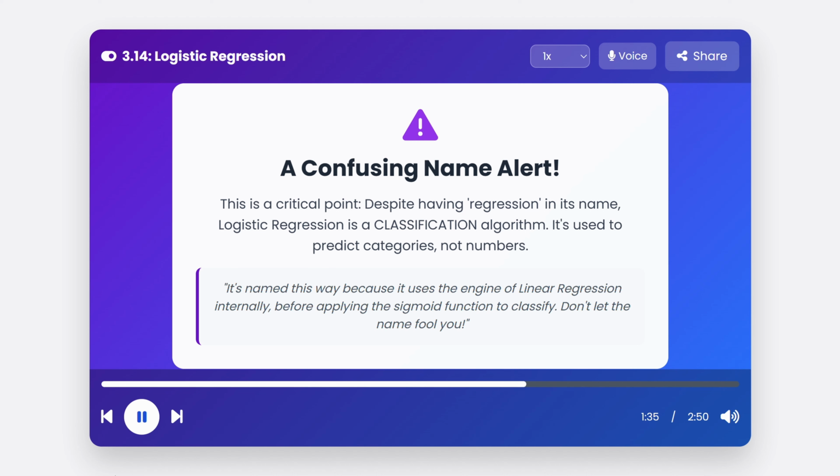Now, here's a very common point of confusion you need to watch out for. Even though it has regression right in its name, logistic regression is a classification algorithm. It's one of the most popular and powerful tools for predicting categories. It gets its name simply because it uses the same linear equation as its engine, before squashing the output.